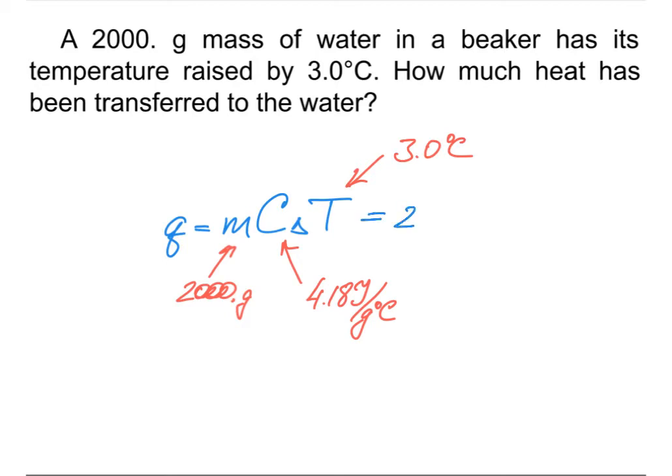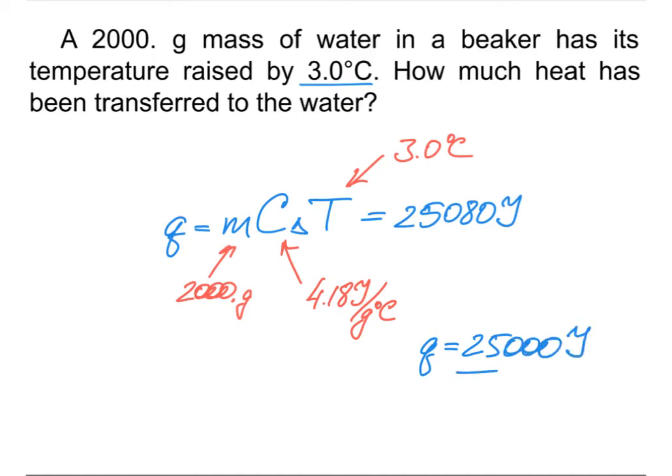So 25,080 joules is transferred into the water, and that increases the temperature of that sample of water by 3 degrees Celsius. If we want to be true to our idea of significant figures, then the result should be reported as 25,000 joules.